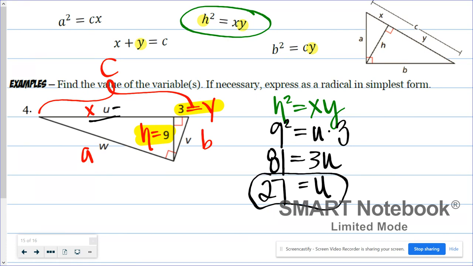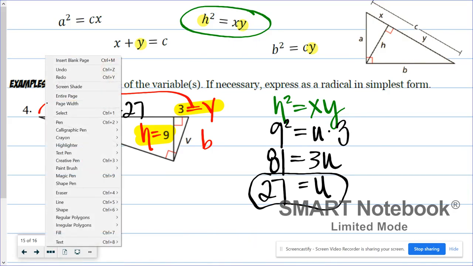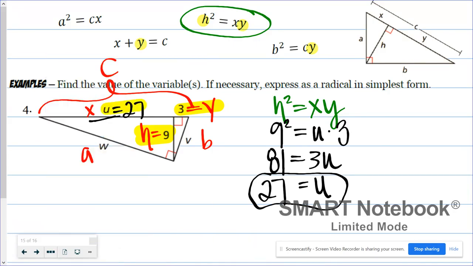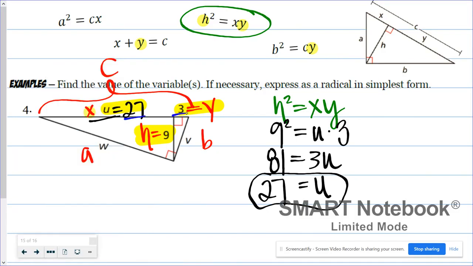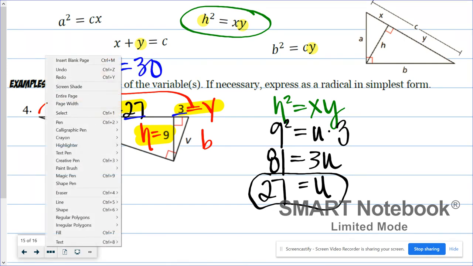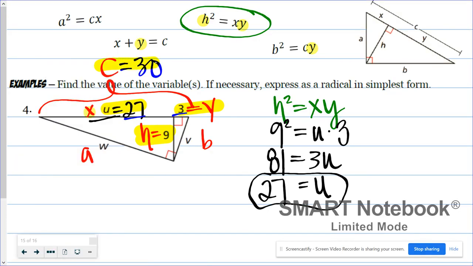Now I want you to realize, now that we know that U is 27, there is now more that we know in this diagram. Let me highlight this for us. So if I know that U is 27, I now know what C is. Because remember, C is what we call X plus Y. So that means C is going to be 27 plus 3. So C is 30. So that gives me something new that I have available to work with. And that's really going to help me find A and B.